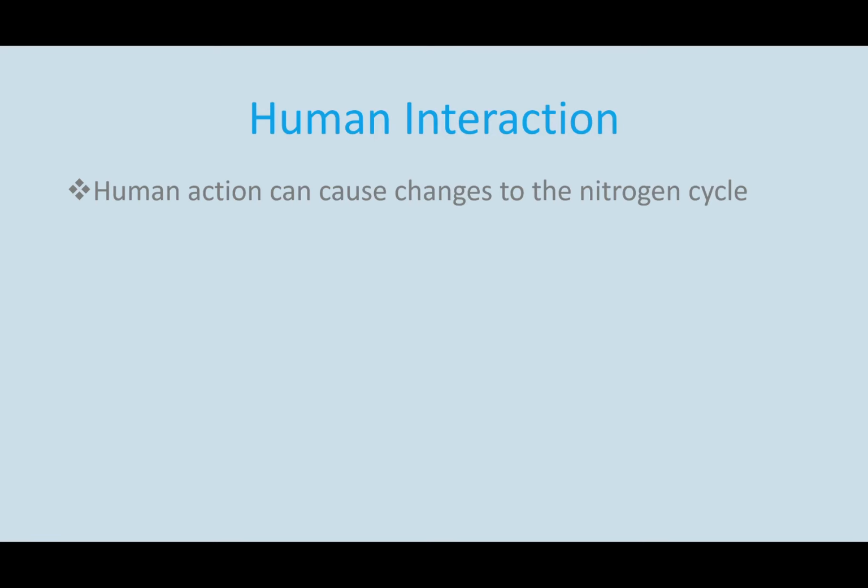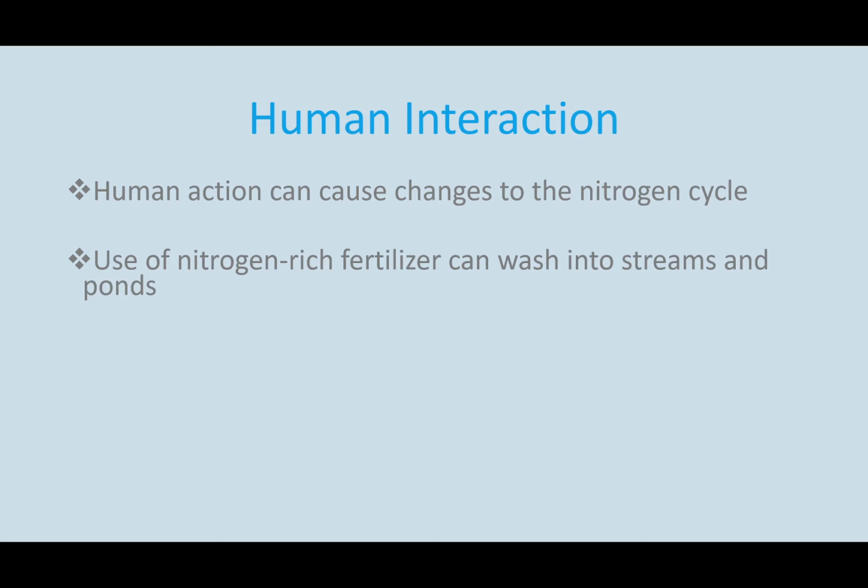So human interaction. Human action can cause changes to the nitrogen cycle. We've seen how human action can affect the carbon cycle by burning organic matter or by burning fossil fuels. We didn't talk so much about human interaction with the water cycle, but I'm sure you can come up with some ways of how humans can interact with that. Human action can also interfere with the nitrogen cycle. So as we talked about, there is nitrogen-rich fertilizer, and humans use fertilizer on whether it's lawns or grass or crops to help the plants grow.